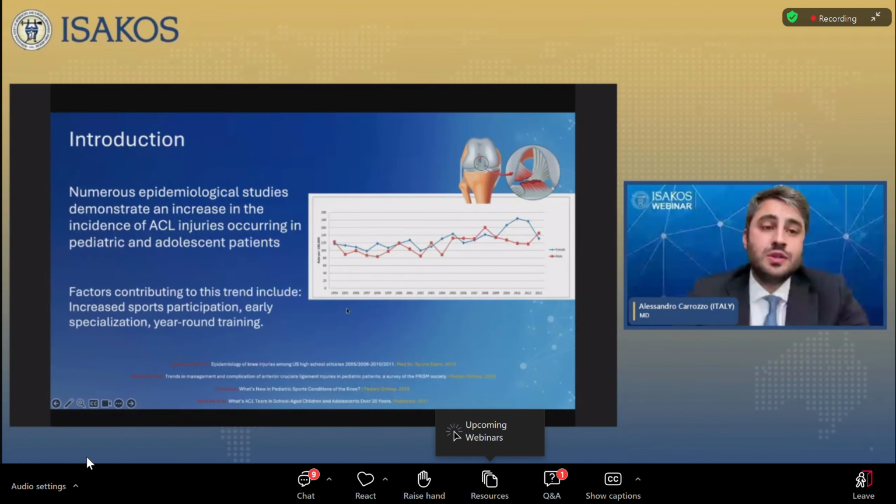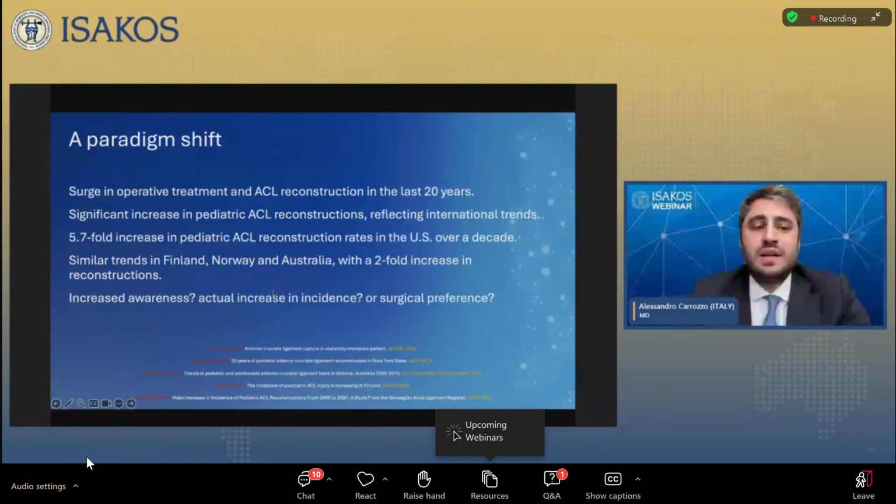Once considered rare, the management of pediatric and adolescent ACL injuries has gained significant attention due to increasing incidence. This increase is primarily attributed to more intense sports participation, early specialization, and continuous training through the year. In the last decades, there has been a paradigm shift from conservative management to operative treatment, reflected in a significant increase in pediatric ACL reconstruction worldwide.